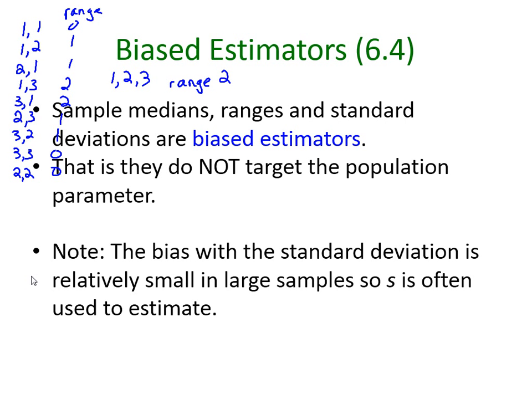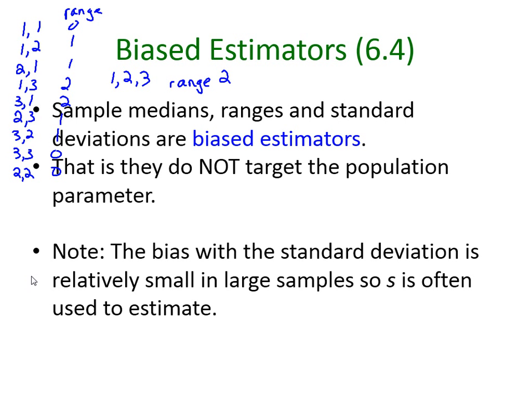Now, standard deviation's a little, we kind of use it anyhow type of thing. The bias with the standard deviation is relatively small in large samples. So S is often used to estimate. We already know that S squared, the variance, is used to estimate the population variance. There's going to be some bias, but the bias is not extreme enough for us to try to find a better way to do it.